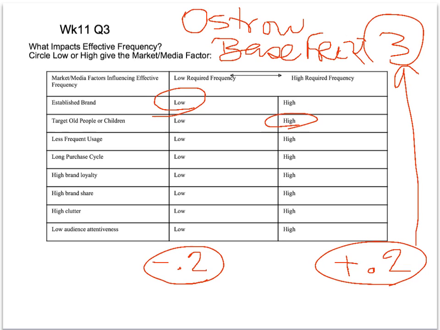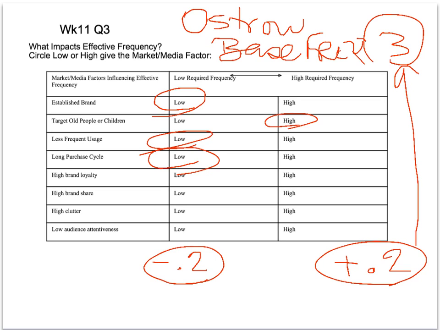Less frequent usage of the product, meaning that the product is not used as often as, say, a razor. Maybe your product is something like a video camera or something that gets used with less frequency. We need a lower required effective frequency in order to get our message across. A product with a long purchase cycle also, for the same rationale, has a lower effective frequency. So from the time that I'm thinking about buying till I end up making my purchase is longer than, say, a purchase cycle for a pack of gum or milk or what have you. We need lower effective frequency in that case.